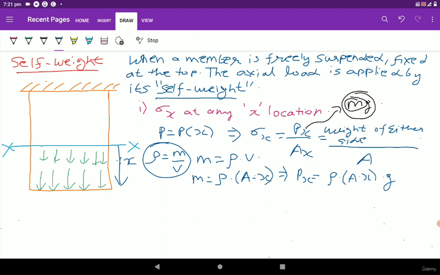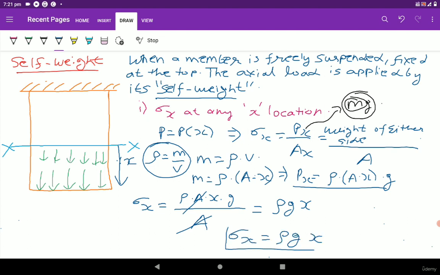So sigma x, the value of Px is rho dot A dot x dot g divided by the area. So A gets cancelled out, and what we are left with is rho gx. So for calculating the self weight, we can use this equation, that is sigma x is equal to rho gx. This is the equation for calculating the stress during self weight condition.